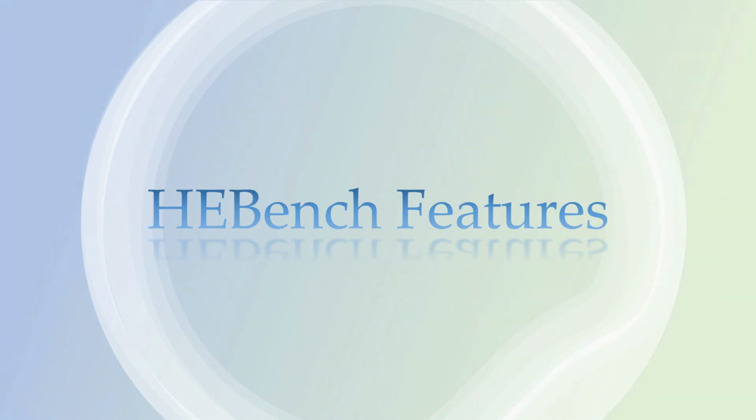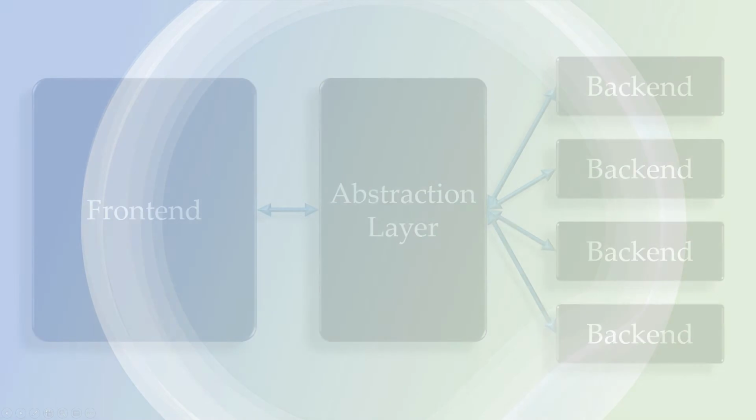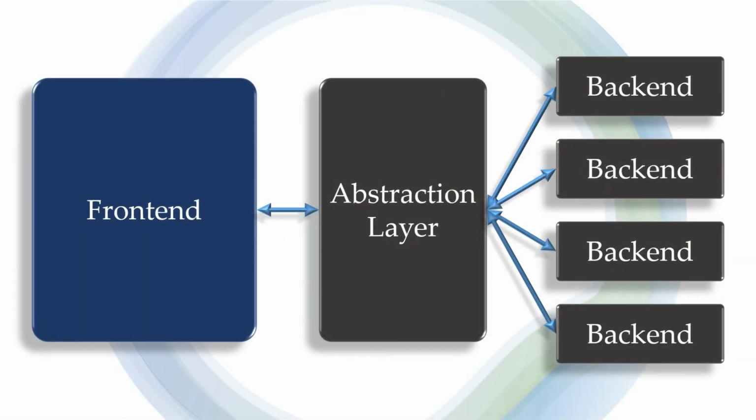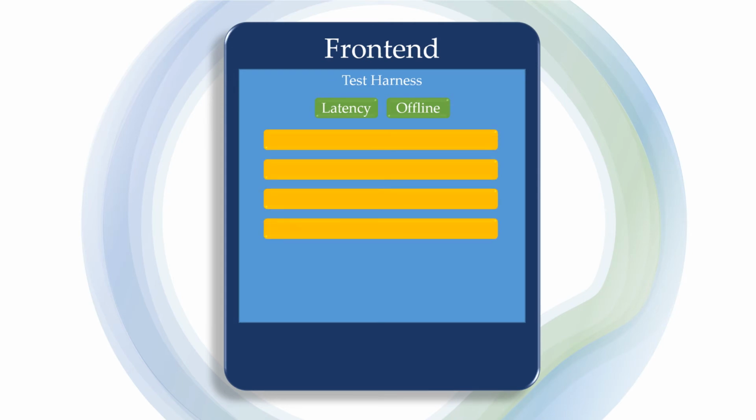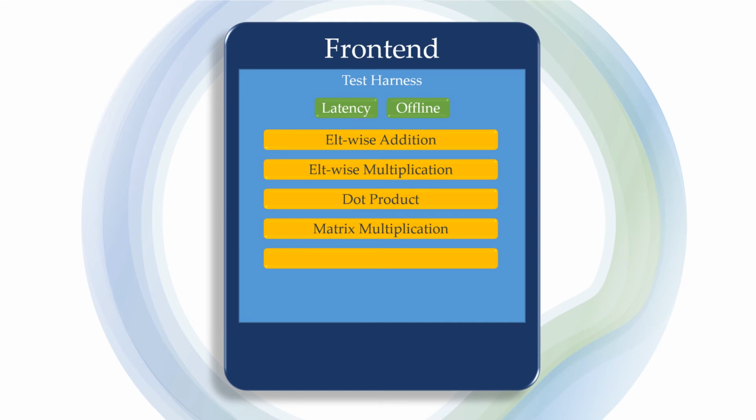Currently, HEBench offers a variety of features to make the process of benchmarking homomorphic encryption implementations easy. 2 measurement categories for time to completion and throughput, called latency and offline, respectively. 5 predefined workloads for quick backend comparison: element-wise vector addition, element-wise vector multiplication, vector dot product, matrix multiplication, and logistic regression inference. 1 custom workload to easily test non-supported workloads, also known as the generic workload.